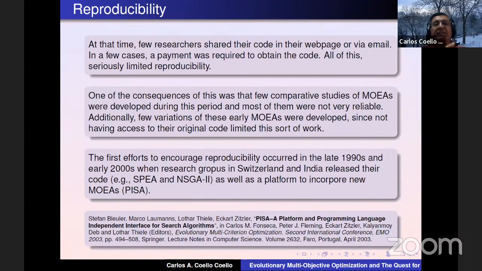Now, in these early days, researchers were not, how to say, eager to share their code. I really don't know the reasons, but when I give my talks about EMO, I always tell the audience, and they normally laugh about this, but it's true, that when I was a student and I started in EMO back in '94, I remember sending an email to Kalyanmoy Deb asking him for the code of NSGA. And he replied and said, sure, I will send you the code. And I'm still waiting for it. He never sent it to me. He probably forgot. But the thing is, at that time, it was not popular.